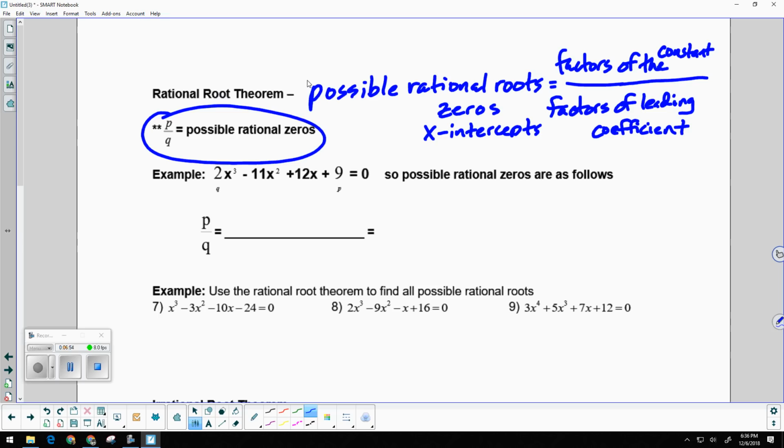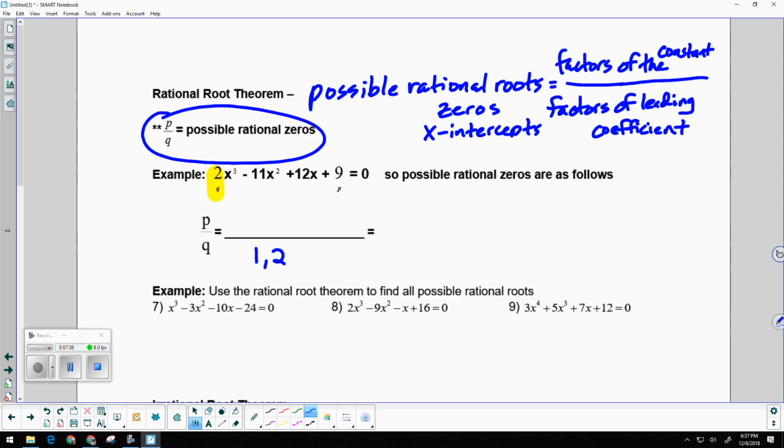So we're going to do an example here. We're going to generate a lot of possibilities. So in this example right below, we have 2x cubed minus 11x squared plus 12x plus 9. My leading coefficient, I'm going to highlight here in yellow, is 2. So that's Q. Or in other words, the factors of 2 are Q. Remember, factors are the numbers that multiply to get us that value. So to get 2, I could use 1 or 2.